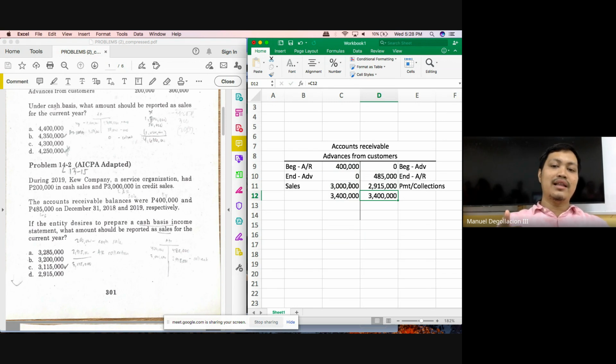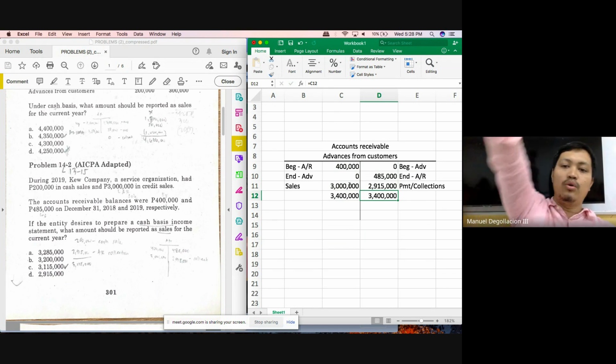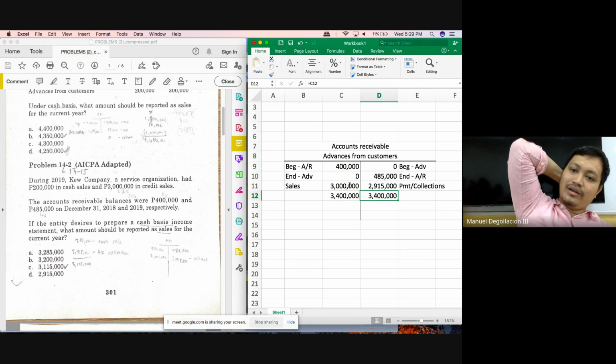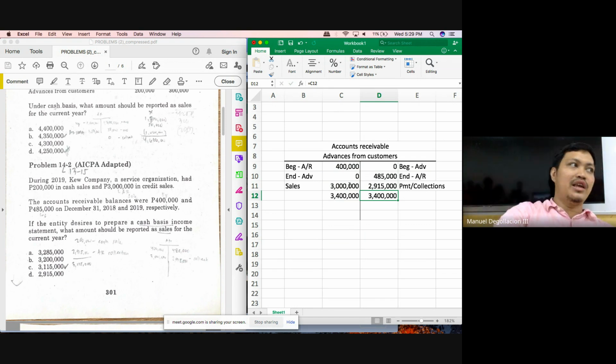2,915,000. But why is that not the answer? Because what does the 2,915 represent? This represents collections on your sales on account or on credit. So what else is lacking there? Cash sales of 200. So you will have to add or include your cash sales of 200. Okay, so that will give you 3,115,000.